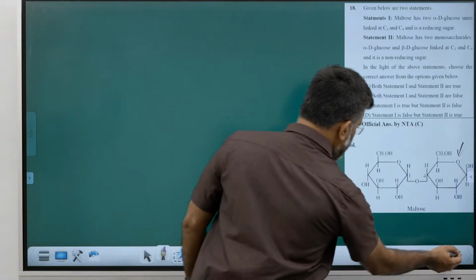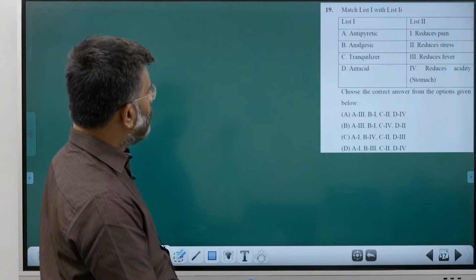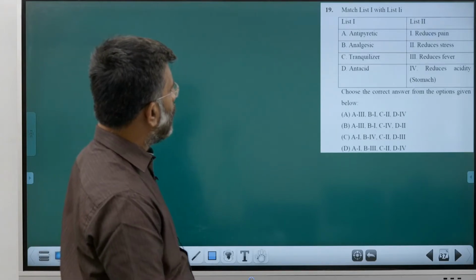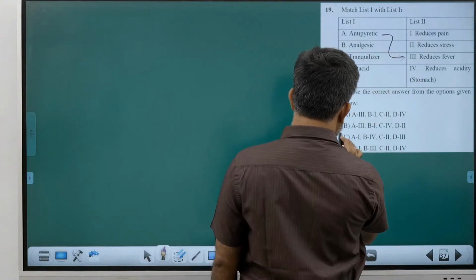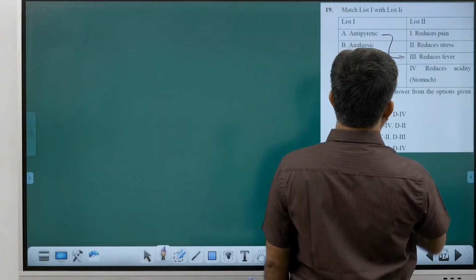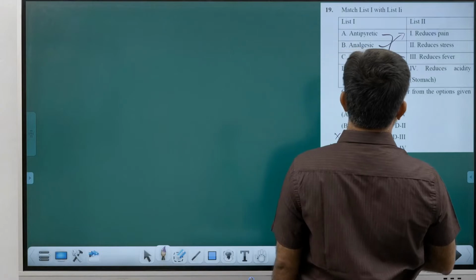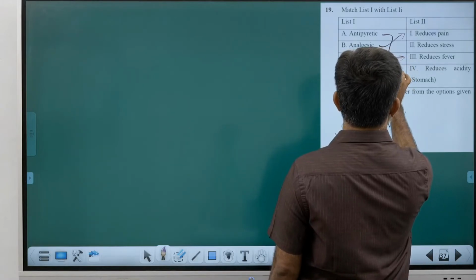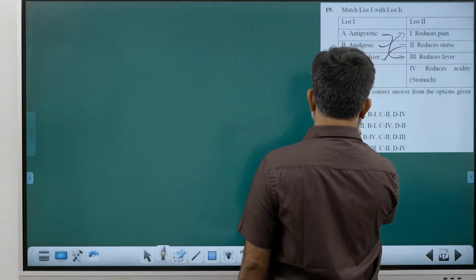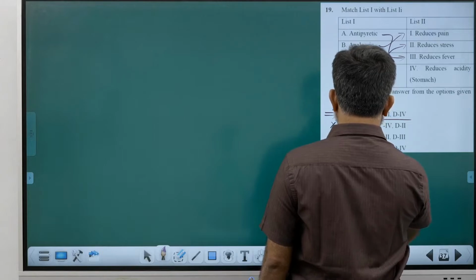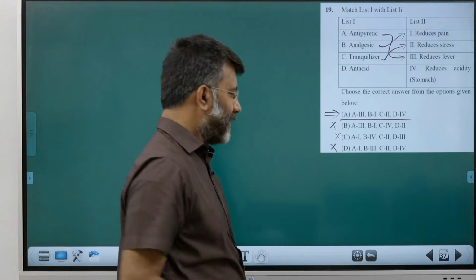Next. Again matching. Antipyretic is reducing the fever. A with 3. So this is out. Analgesic, painkiller: B with 1. A3, B1, but I won't give you the answer yet. Tranquilizer is stress reliever. That is C with 2. So we have the answer, option A: A3, B1, C2, D4. Next.